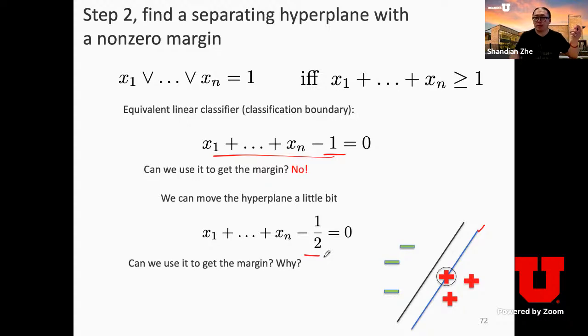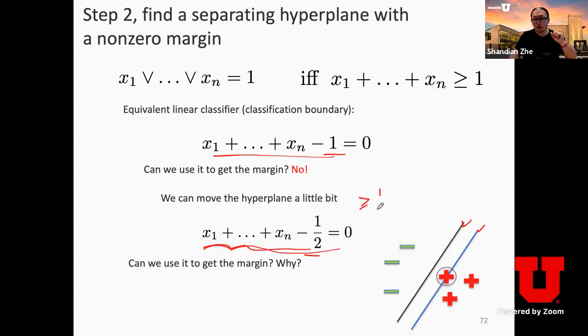And now we'll look at, first, if this adjusted hyperplane still perfectly separates positive and negative examples. Second, if there are still some examples staying on the hyperplane. So first, we would like to see if it can separate the data set, right? We know that all the positive examples will have at least one variable to be one, right?